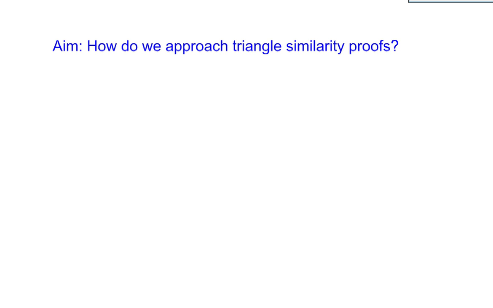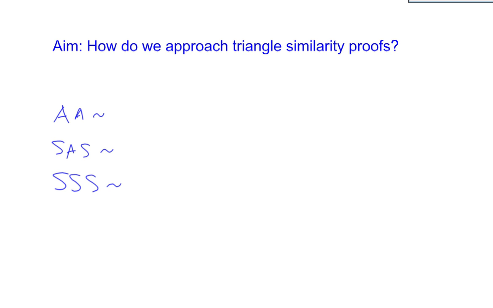Okay, our aim once again is how do we approach triangle similarity proofs? To very quickly review, what are the three different ways we can prove two triangles similar? Well, I can use the angle-angle similarity postulate. I can use the side-angle-side similarity theorem, or I can use the SSS, the side-side-side similarity theorem.